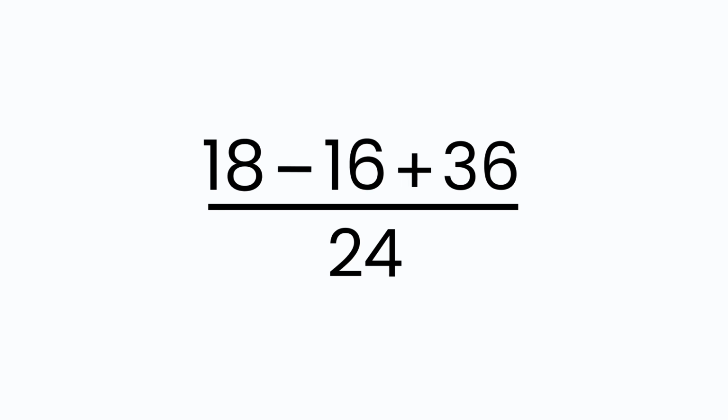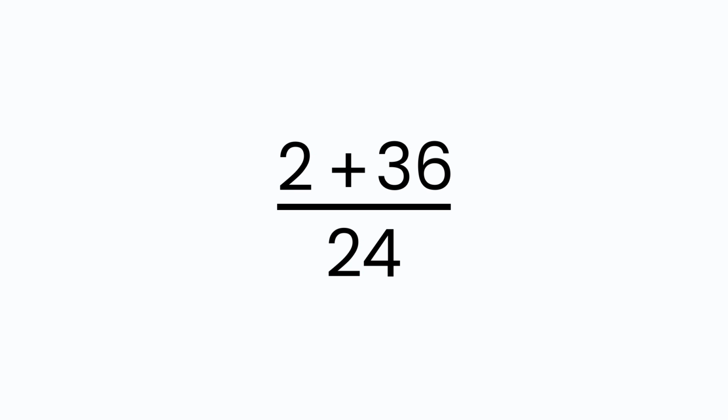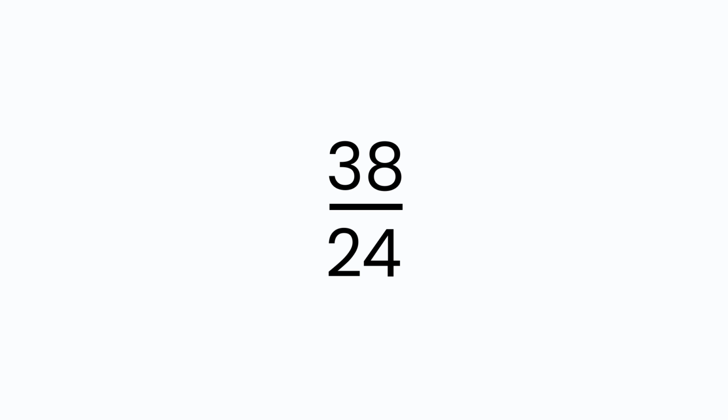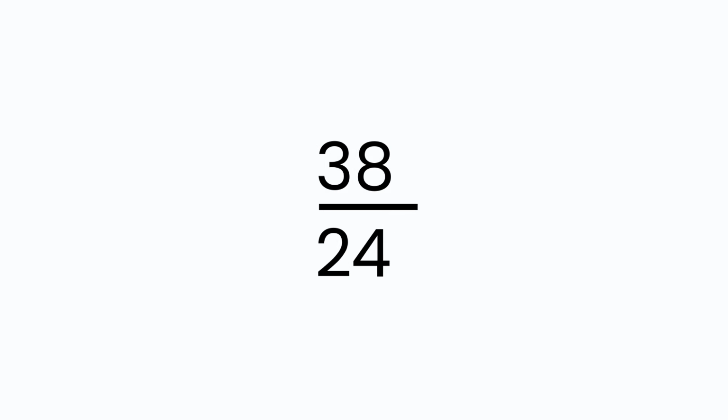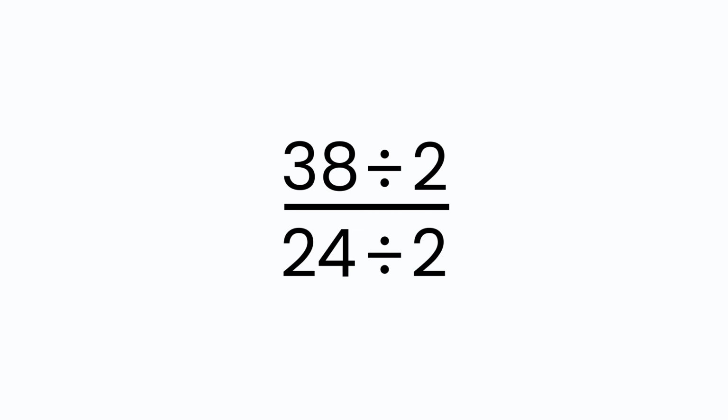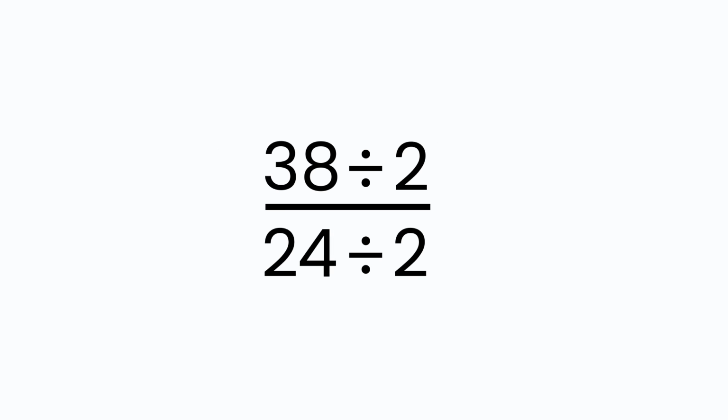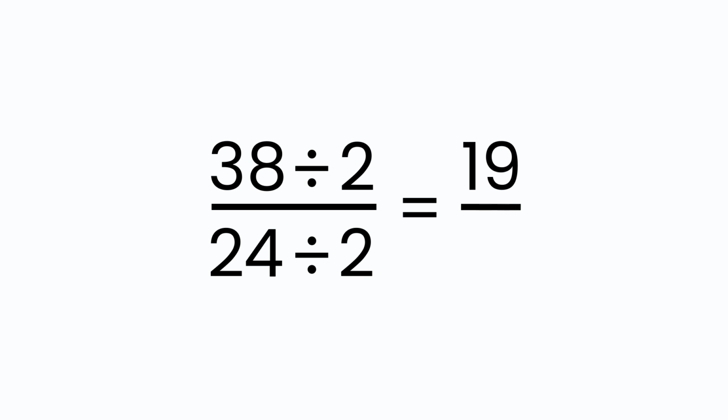18 minus 16 equals 2. 2 plus 36 equals 38. So, the answer is 38/24. Both 38 and 24 are even numbers, so this answer may be reduced by 2. 38 divided by 2 equals 19, and 24 divided by 2 equals 12. The final answer is 19/12.